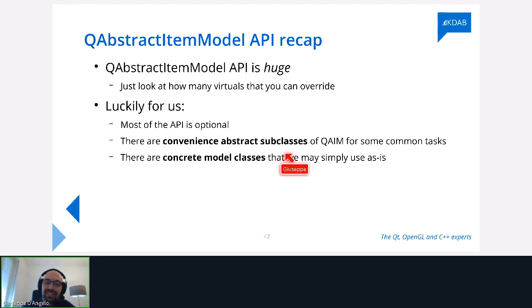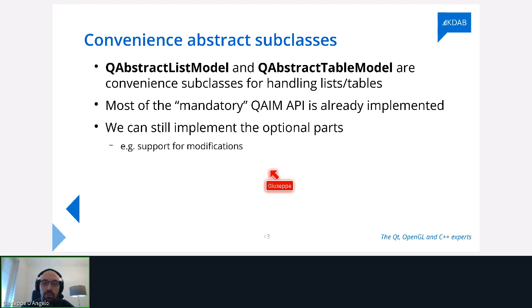And inside Qt, there are actually concrete classes that sometimes are useful. If I just need a model somewhere and I don't want to implement it myself, I just want to use one coming from Qt. So just a quick word about these helper classes, these convenience classes. If we are implementing a list model or a table model, we are supposed to use QAbstractListModel and QAbstractTableModel. These two are subclasses of QAbstractItemModel.